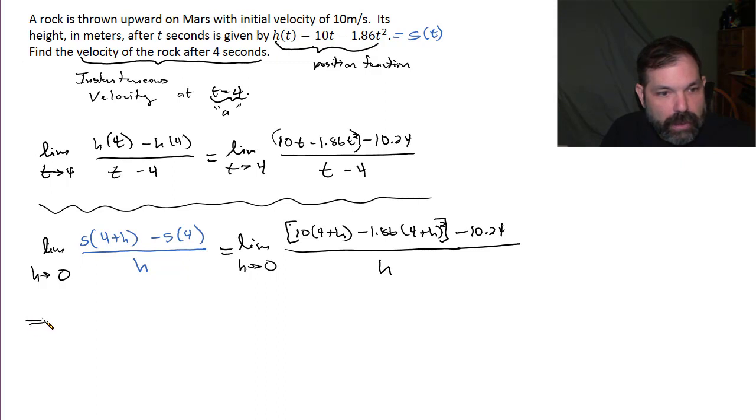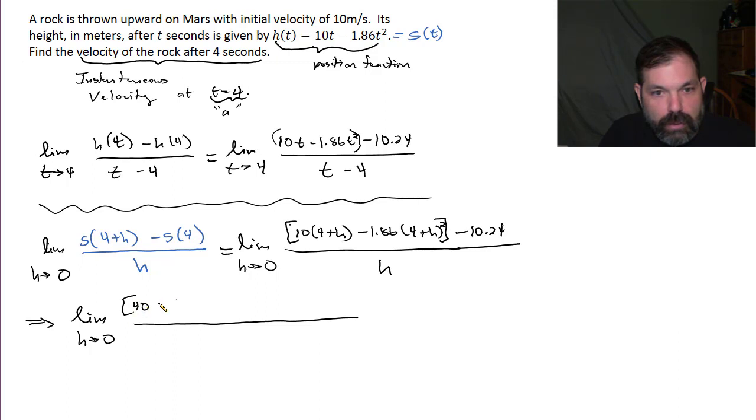All right, again, let's distribute and combine like terms, and hopefully nice things happen here. Limit with h approaching 0. Let's see, that would give me 40 plus 10h. Now I'd have minus 1.86 times the 4 plus h squared, right? This 4 plus h squared is equivalent to 16 plus 8h plus h squared, using a binomial expansion.